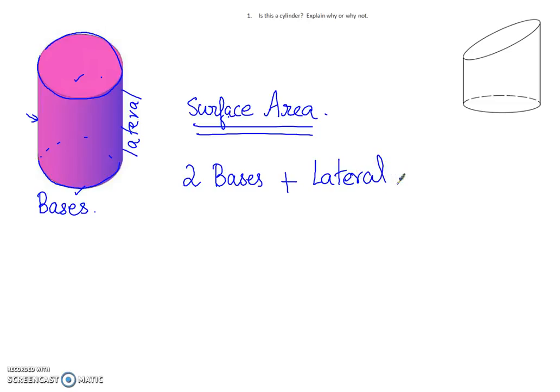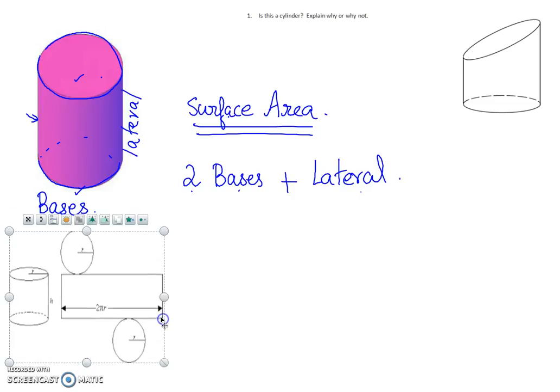To find the surface area, all you have to do is find the area of one base multiplied by 2, then find the area of the lateral surface and add them all up. Let me show you what it looks like when you open up a cylinder. If you cut it along this line, this height of the cylinder, this is what it opens up to.